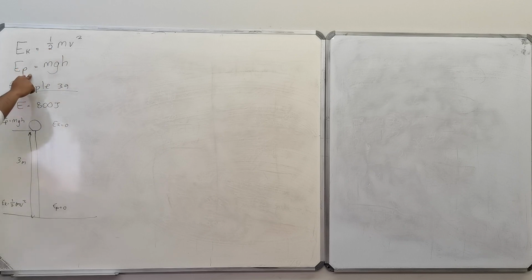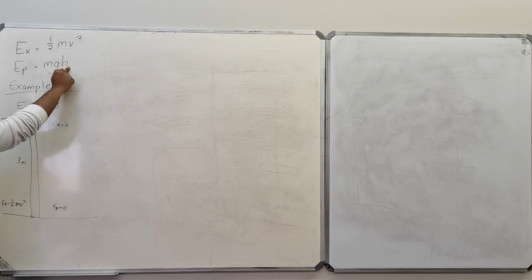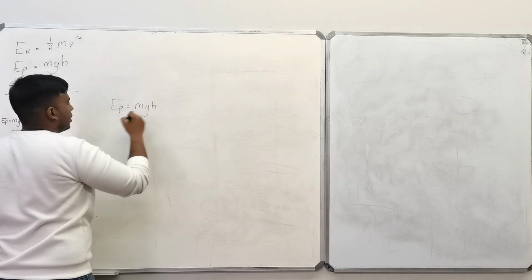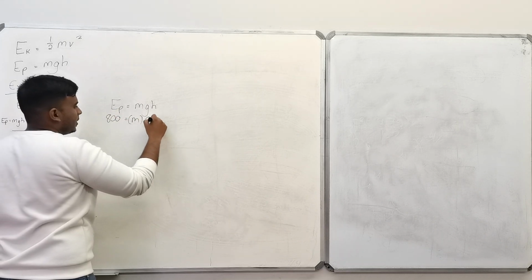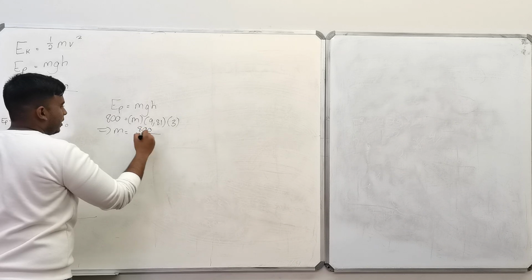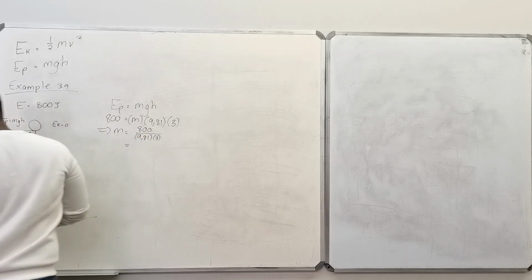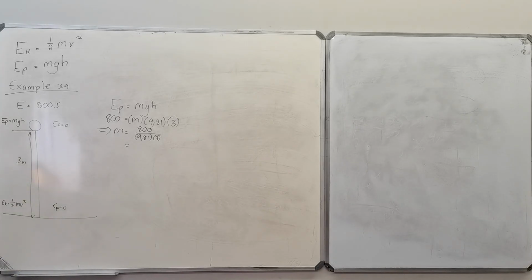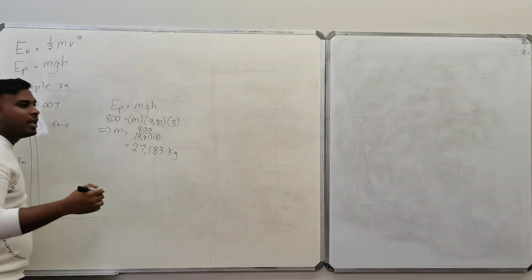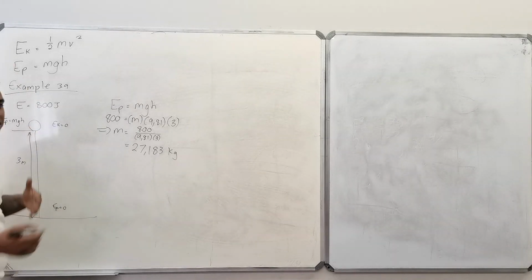How would we solve for m? We would use the potential energy formula. Why would we use this? Because we know this energy, we know the gravity, and we know the height. So we can solve for m. Let's do that. EP is equal to mgh. This is equal to 800 equals m times 9.81 times the height, which is 3. So therefore, m is equal to 800 all over 9.81 times 3, which gives 27.183 kg.